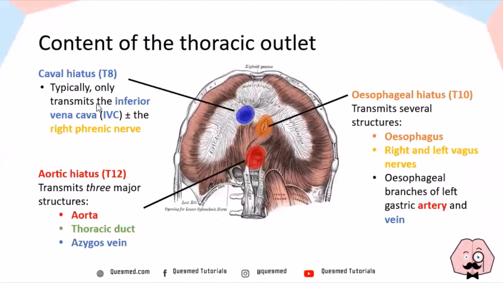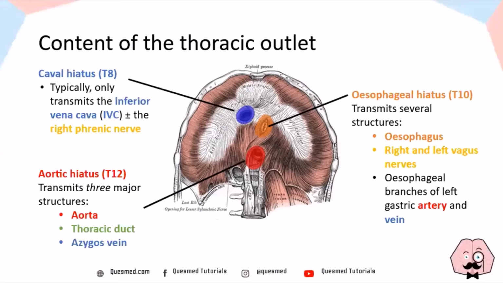So the first hiatus is the caval hiatus, and it occurs at roughly T8, and it transmits the inferior vena cava and the right phrenic nerve. A good way to remember what level the caval hiatus is at is if you spell out vena cava, it has 8 letters, which matches with the fact that it passes through at T8.